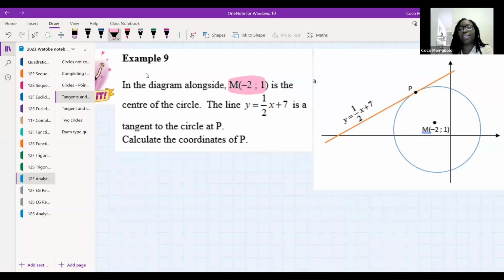They're saying that this line is a tangent to the circle at P. So we know that the line touches at the point P, right? Calculate the coordinates of P. Now, if you do have an idea of what we're going to do, can I ask you to put that in the chat, or you can even raise your hand and let us know what you think we're going to do here.